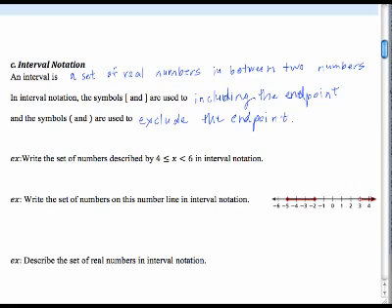Okay, so numbers between 4 and 6. In interval notation, that means you start at 4, and we're going to include 4, so we'll start with a bracket, and then we're going to go up to 6, but not include 6, so we'll have a parenthesis there. That's it. This means the set of all real numbers between 4 and 6.